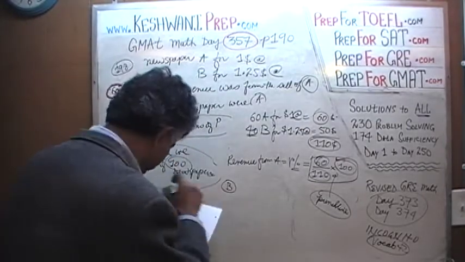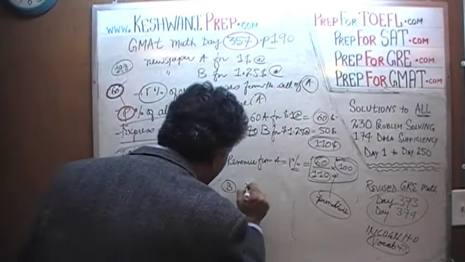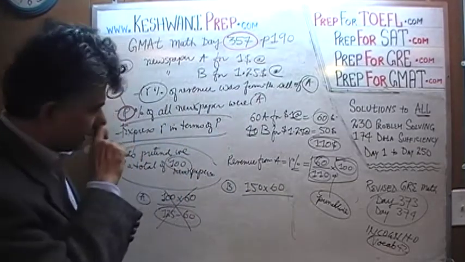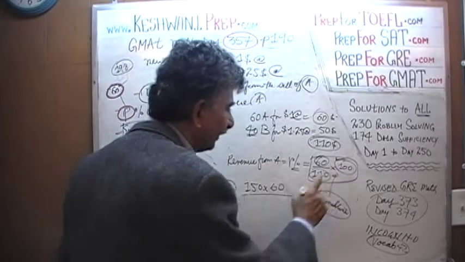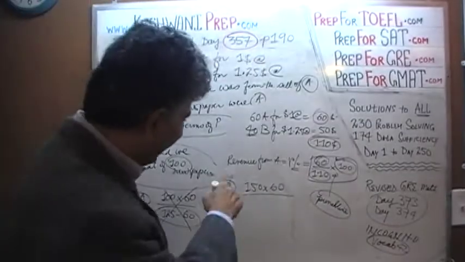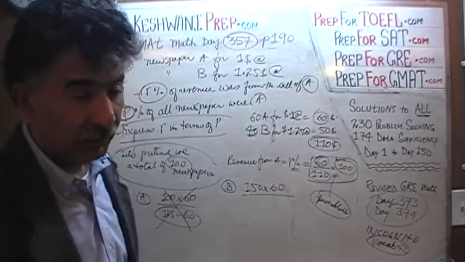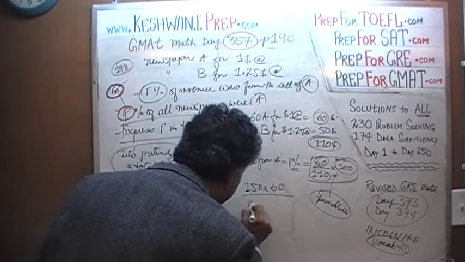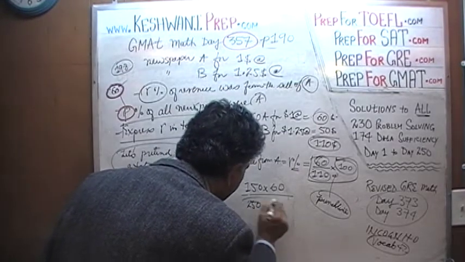Let's look at B. B says 150 times P, but that's not actually a good sign. We don't need 150, we need 100. But let's carry on anyway. Perhaps we can reduce it and make it 100. You never know. And in the bottom we have 250 minus 60.